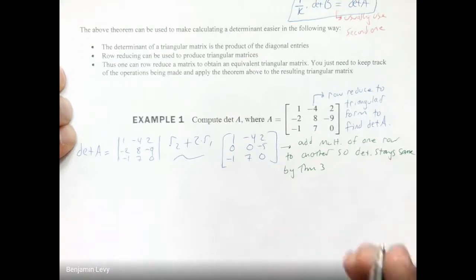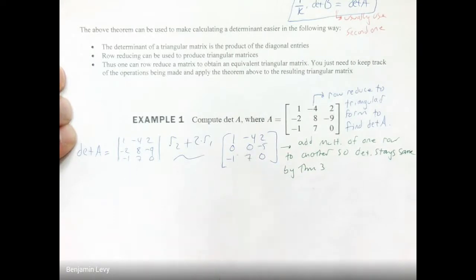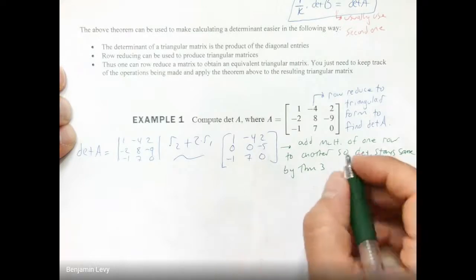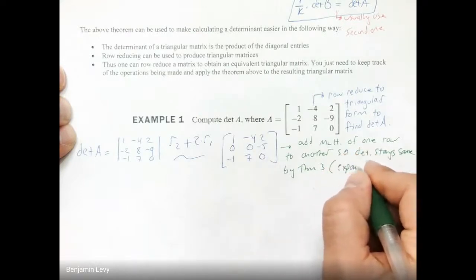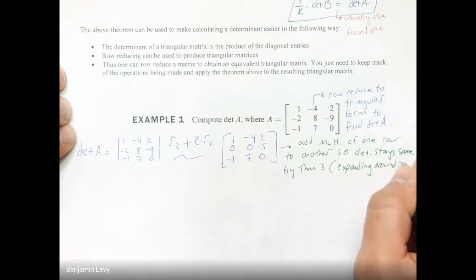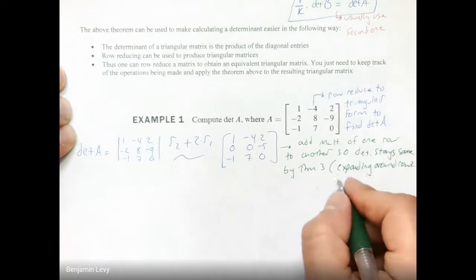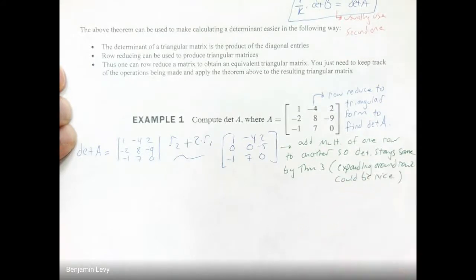Keep in mind, that was helpful, and now we got a row with a bunch of zeros. And so one thing you could do if we just wanted to make it a little bit easier is, we just did something that didn't change the determinant, and now you could expand around row 2, and that would be really, really easy to do. So that's one nice thing about this. We're going to keep going with it, but just note that expanding around row 2 right now could be nice. But we'll keep going and make it triangular and just show you how the theorem works.